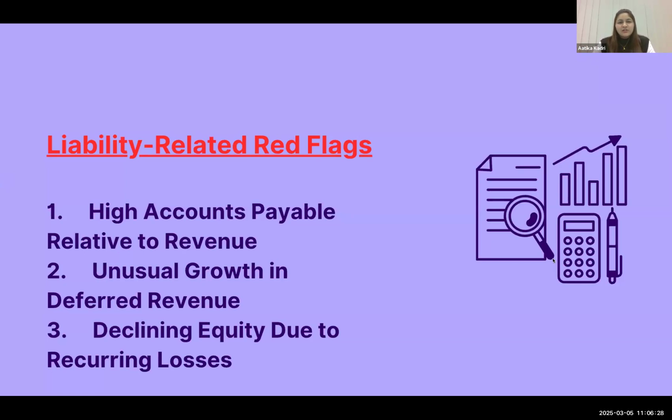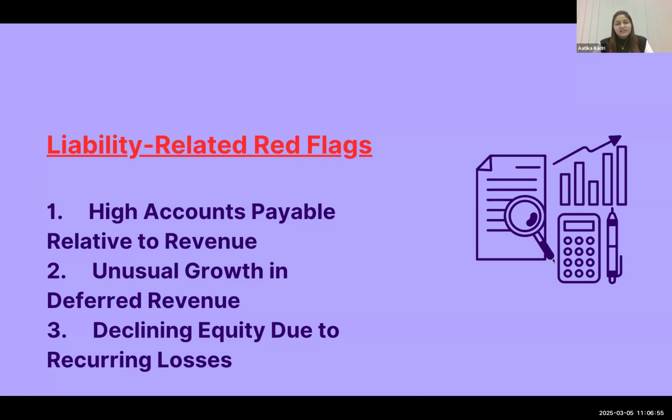The next is unusual growth in deferred revenue. While getting deposits for catering, gift cards or reservations is normal, excessive deferred revenue may indicate potential refund risks or unfulfilled obligations. If deferred revenue is increasing but sales are not growing, it may suggest aggressive revenue recognition.